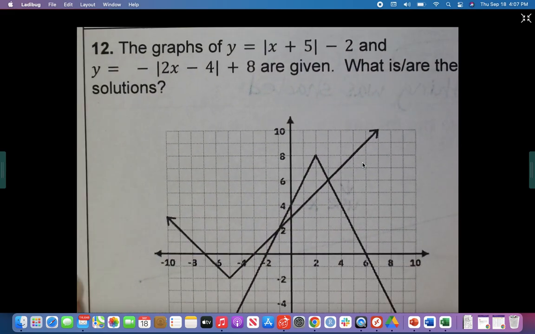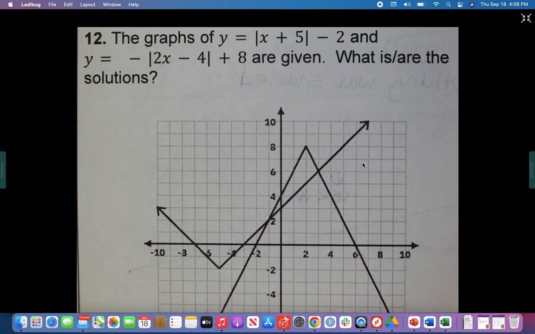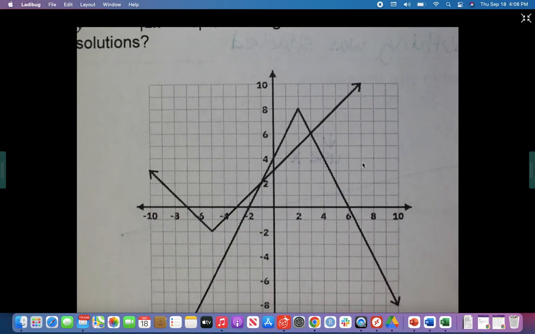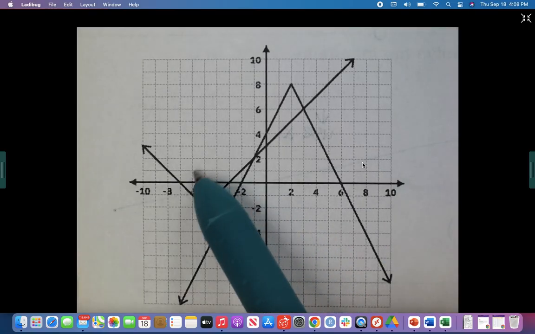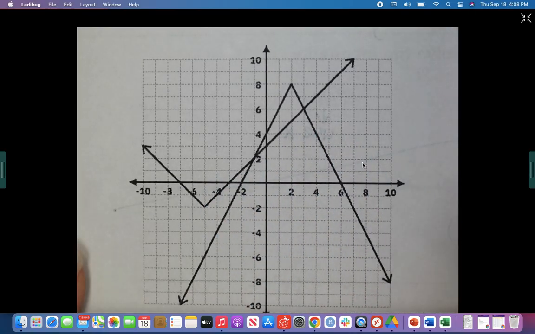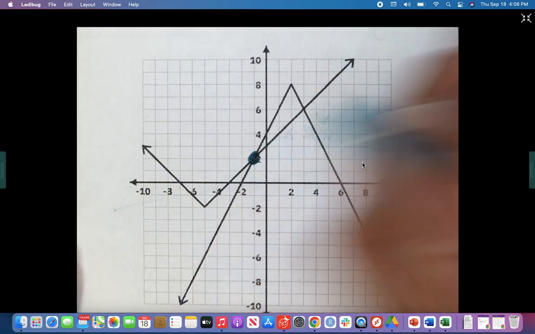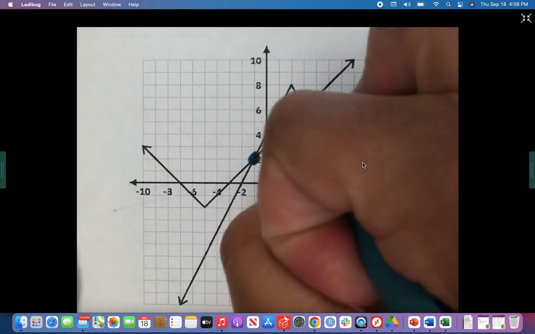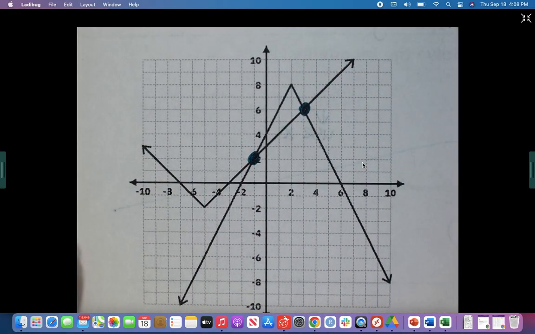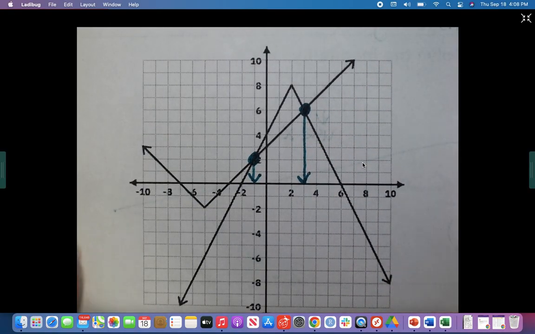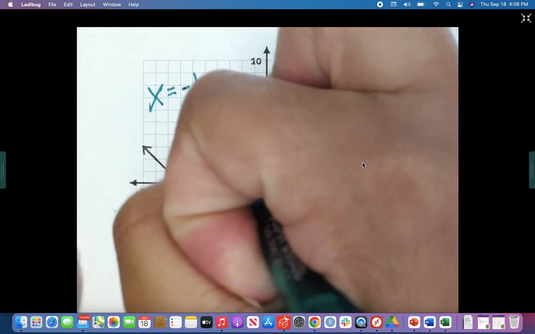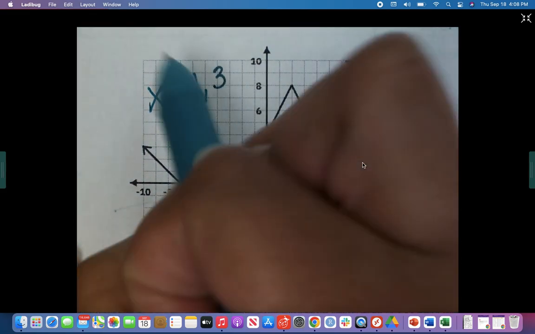Number 12, what is or are the solutions to the given system? Remember, the solutions to your system are the x values where your two functions intersect. They intersect right there, and they intersect right there. So your solutions are going to be those x values. That x value is -1. That x value is +3. So your solutions would be -1 and +3.